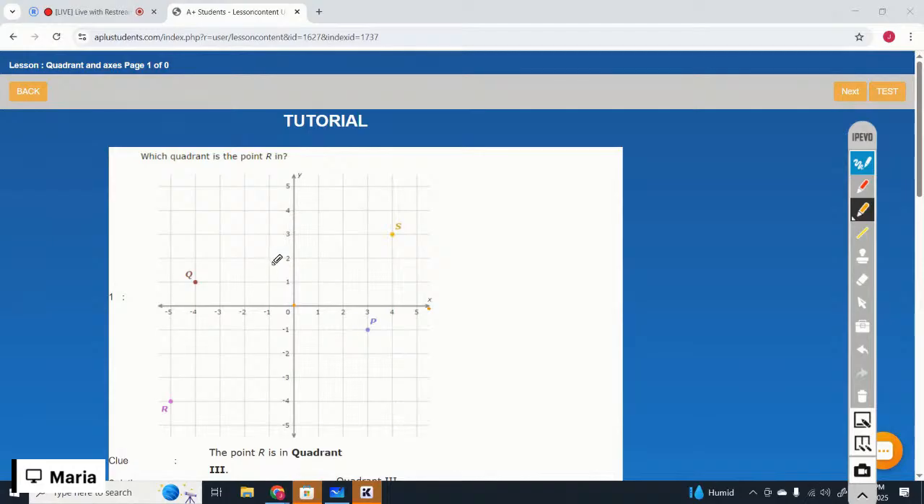That is the origin. Okay, the other thing is quadrants. This is the first quadrant. This is the second quadrant. This is the third quadrant. And this is the fourth quadrant. Okay, now the question is, which quadrant is the point R in? Where is point R? Here it is. So point R is in which quadrant?